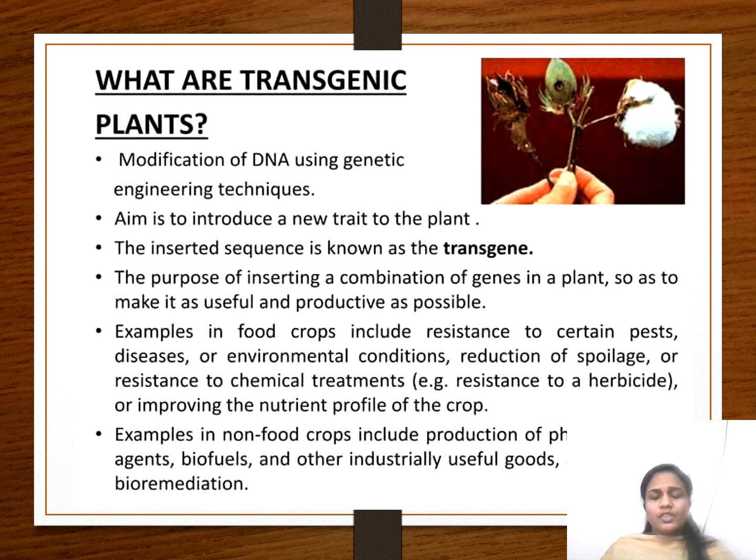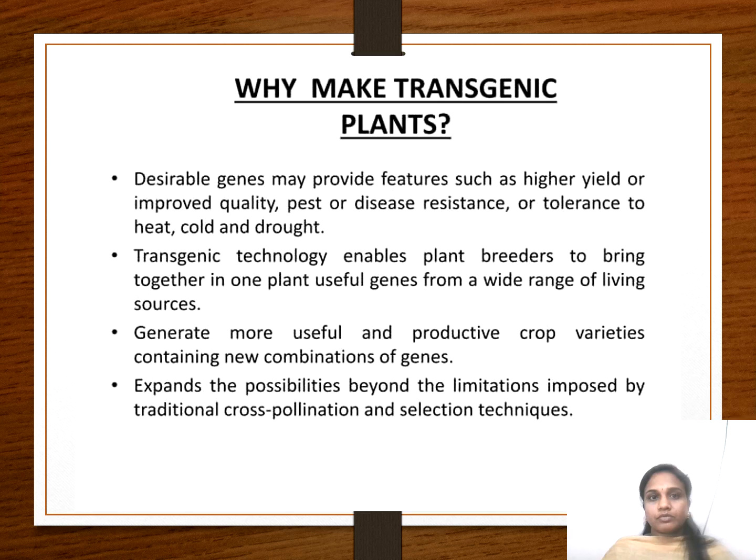as possible. For example, in food crops, this includes resistance to certain pests, diseases, or environmental conditions, reduction of spoilage, or resistance to chemical treatments, for example, resistance to a herbicide, or improving the nutrient profile of the crop. Why make transgenic plants? Desirable genes may provide features such as higher yield or improved quality, pest or disease resistance, or even tolerance to heat, cold, and drought.